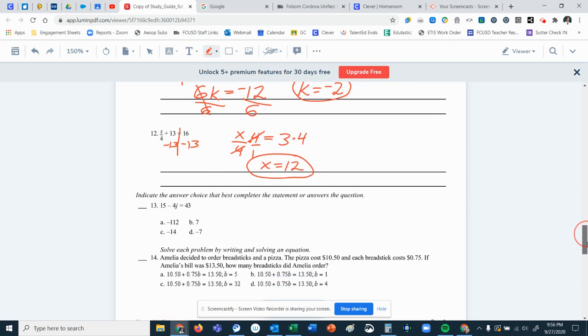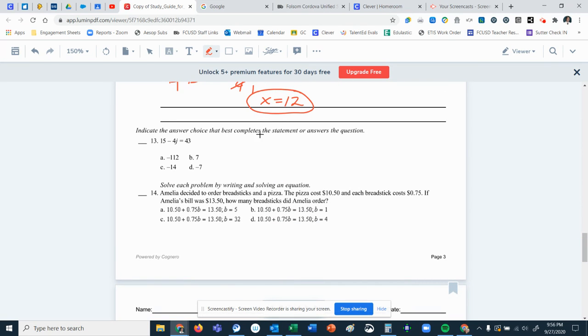Okay. Problem 13. Let me copy it over here. 15 minus 4j equals 43. And here I'm going to first work outside in. So what's the furthest number from j? Well, the 15 is. And how do I undo this 15 if there's no sign here? Well, with no sign, it means it's a positive 15. So I'm going to subtract 15.